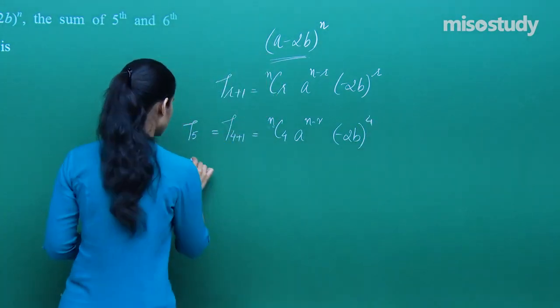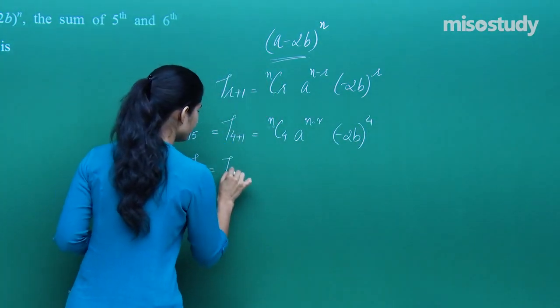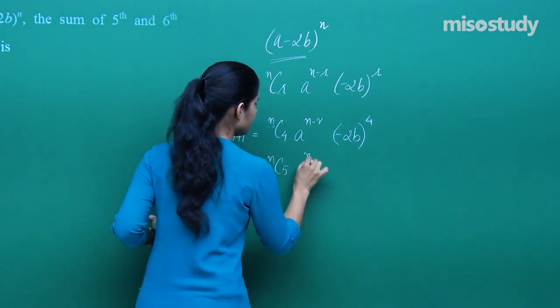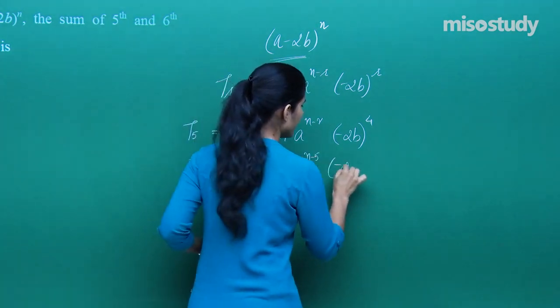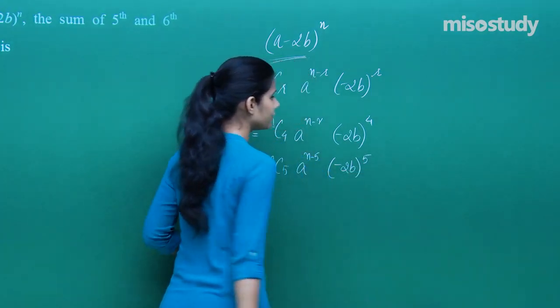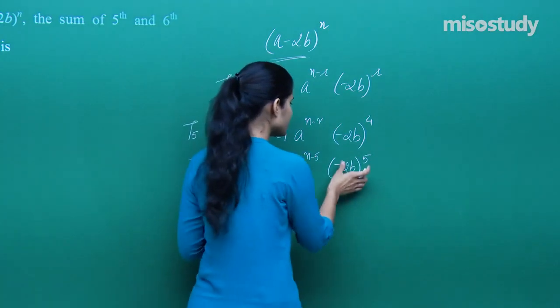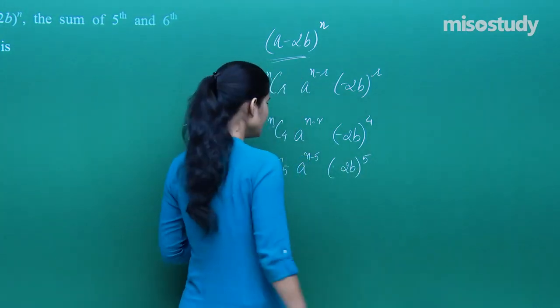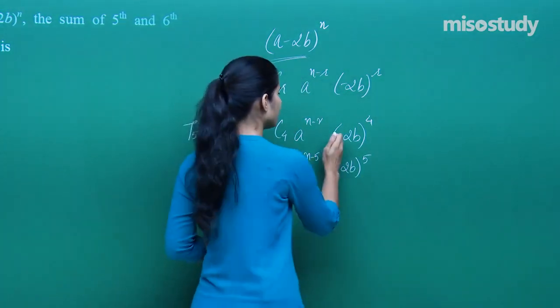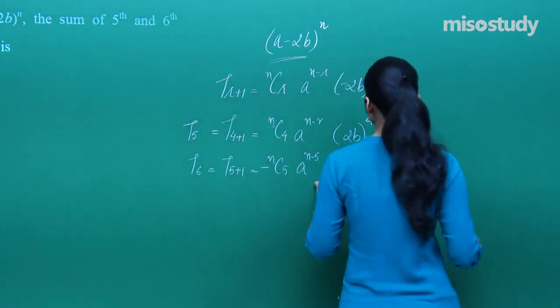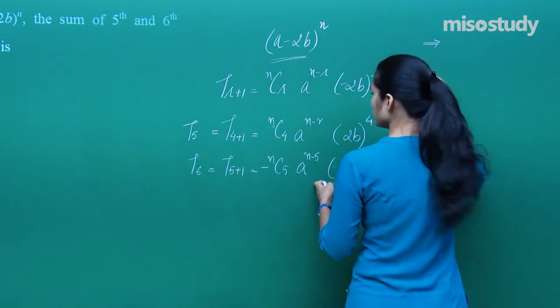And what about the 6th term? It is T(5 plus 1), which is nC5 a to the power n minus 5, (minus 2b) whole to the power 5. Now they are adding up to give you 0. You know that minus 1 to the power 5 is actually minus 1 and minus 1 to the power 4 is 1. So when you add both of them you get 0.